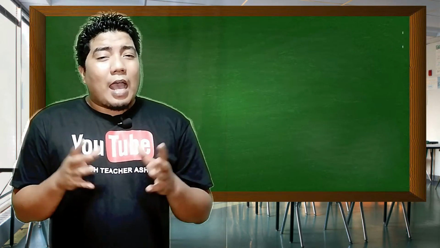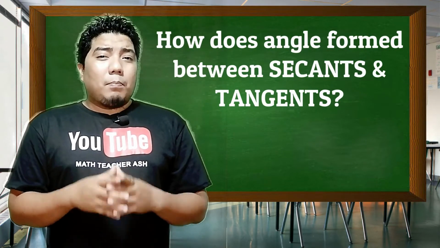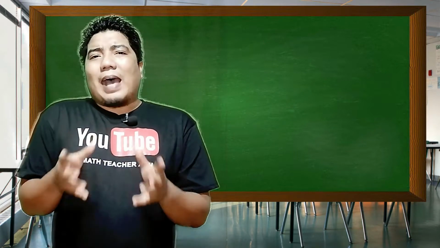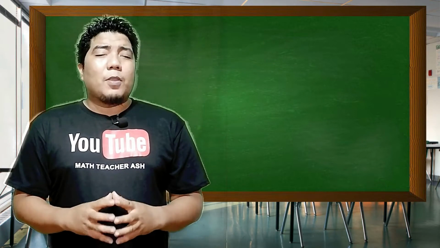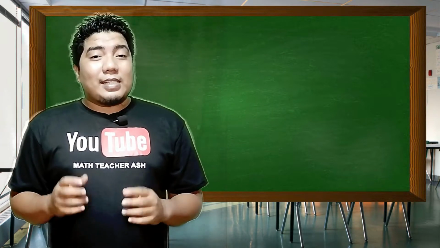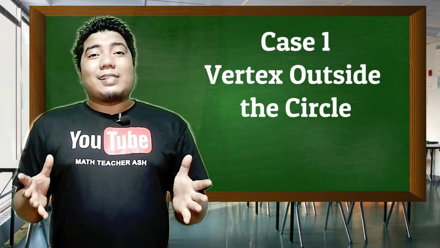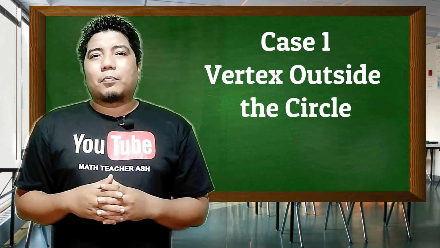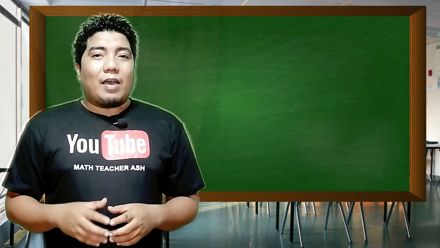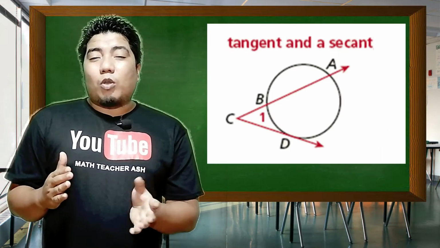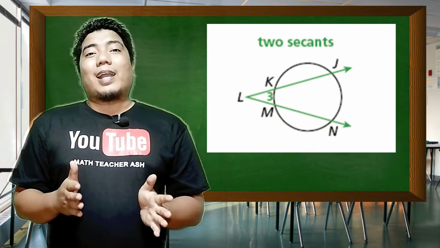The question is, how do angles form between secants and tangents? Now, in terms of angles formed in a circle, there are at least 3 cases that will happen. The first case is that the lines or the line segments will intersect outside the circle. In this scenario, you will have a tangent to tangent, secant to tangent, or secant to secant.